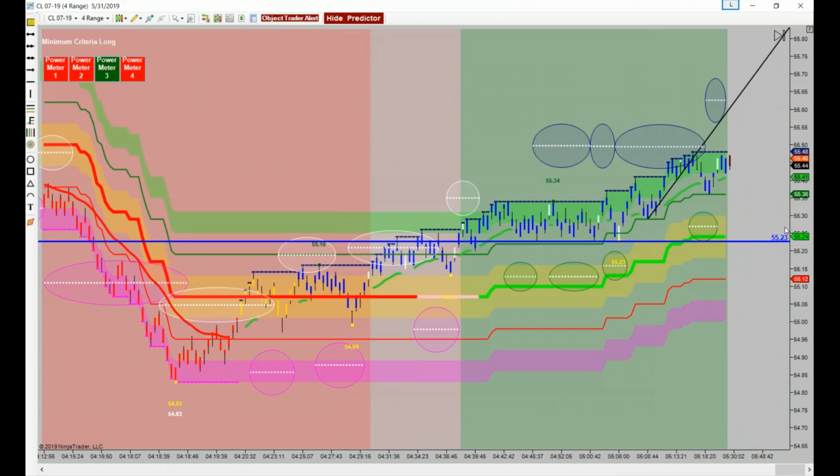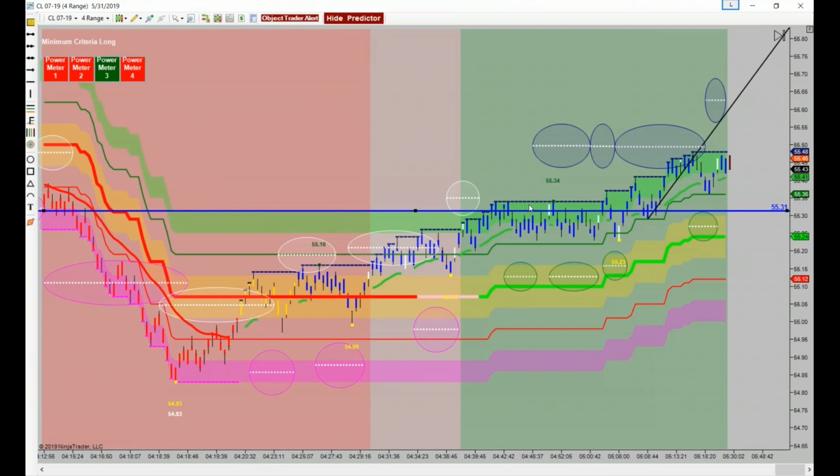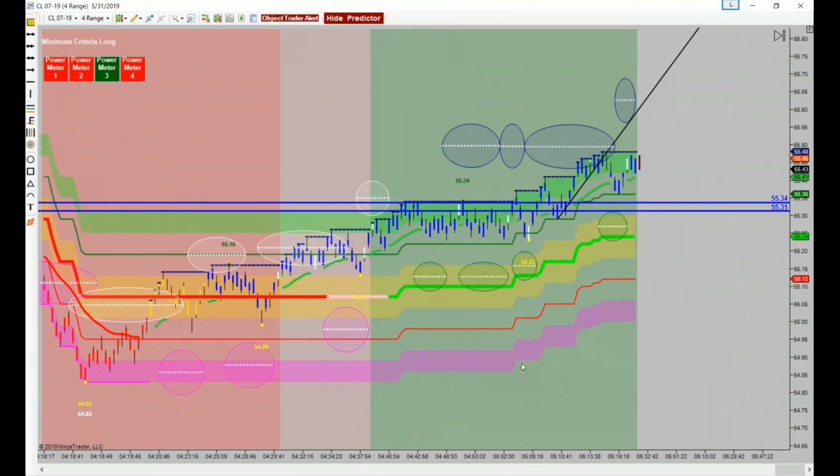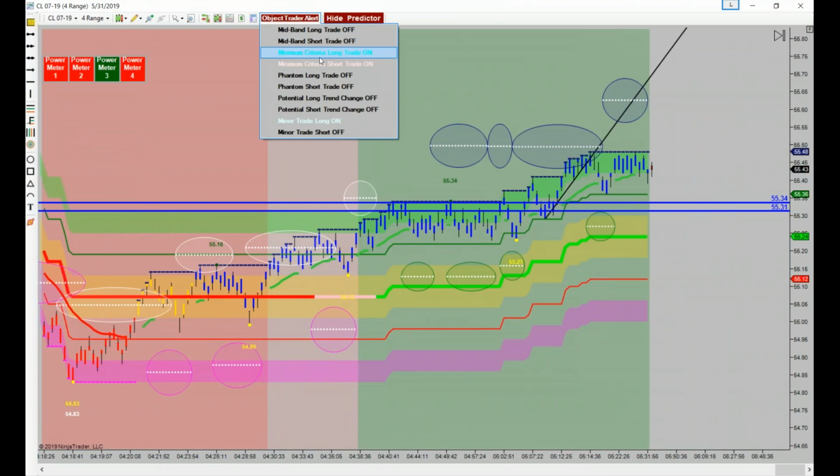Okay? Let's see if we can get another one. Let's just pretend you're not in anything, but you've got to wait for at least a retrace. So we're going to use predictor. We're going to use lines on our chart. We're going to see if we can get any kind of a retrace trade. Let's see what one of these we got turned on. Yeah, we got them on.